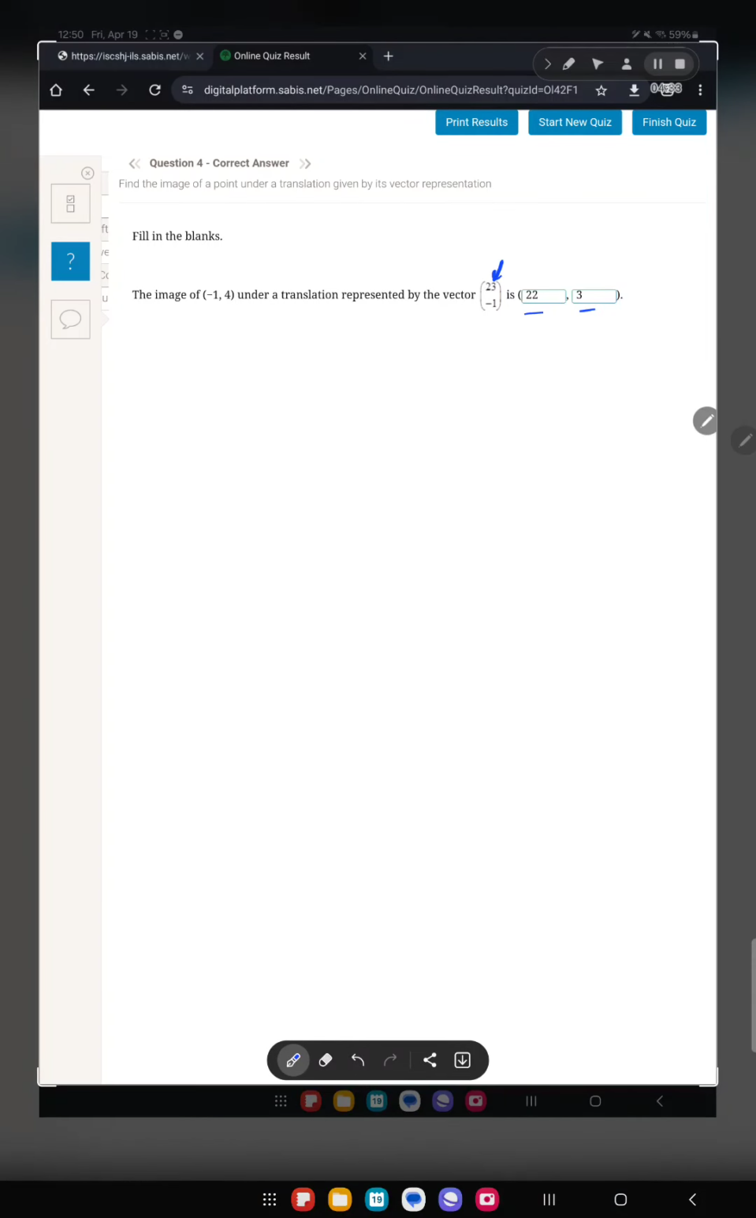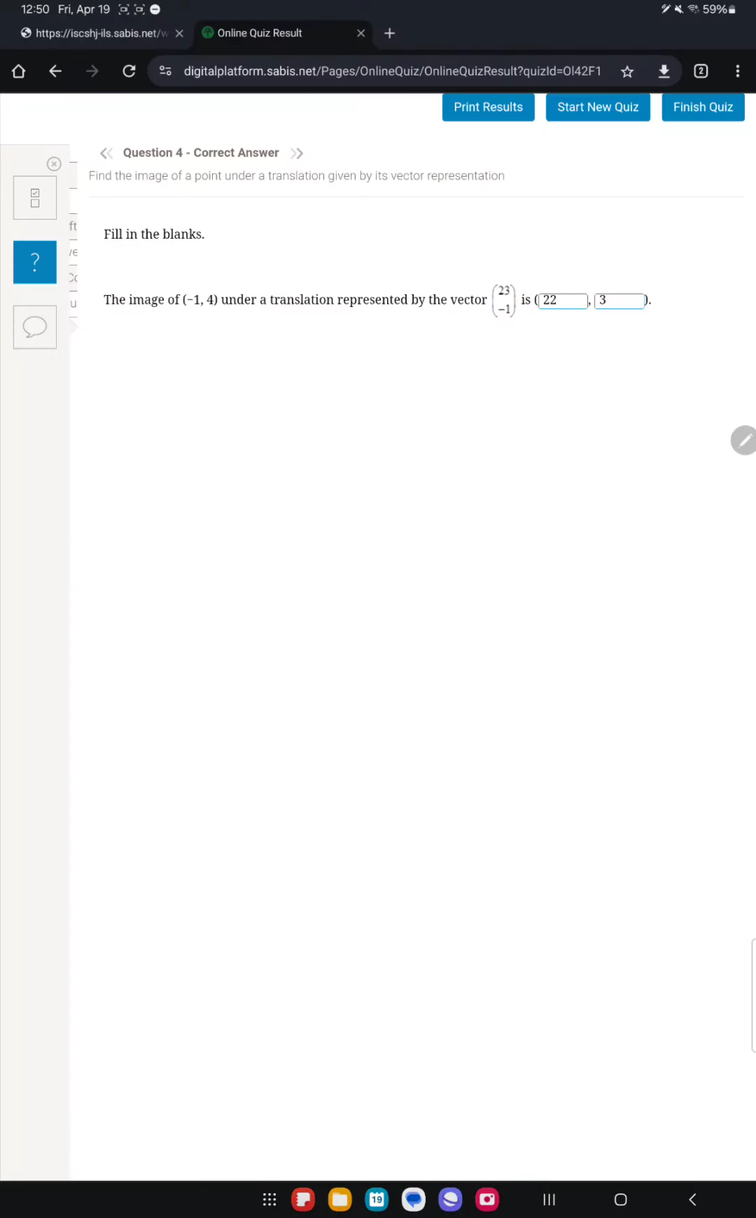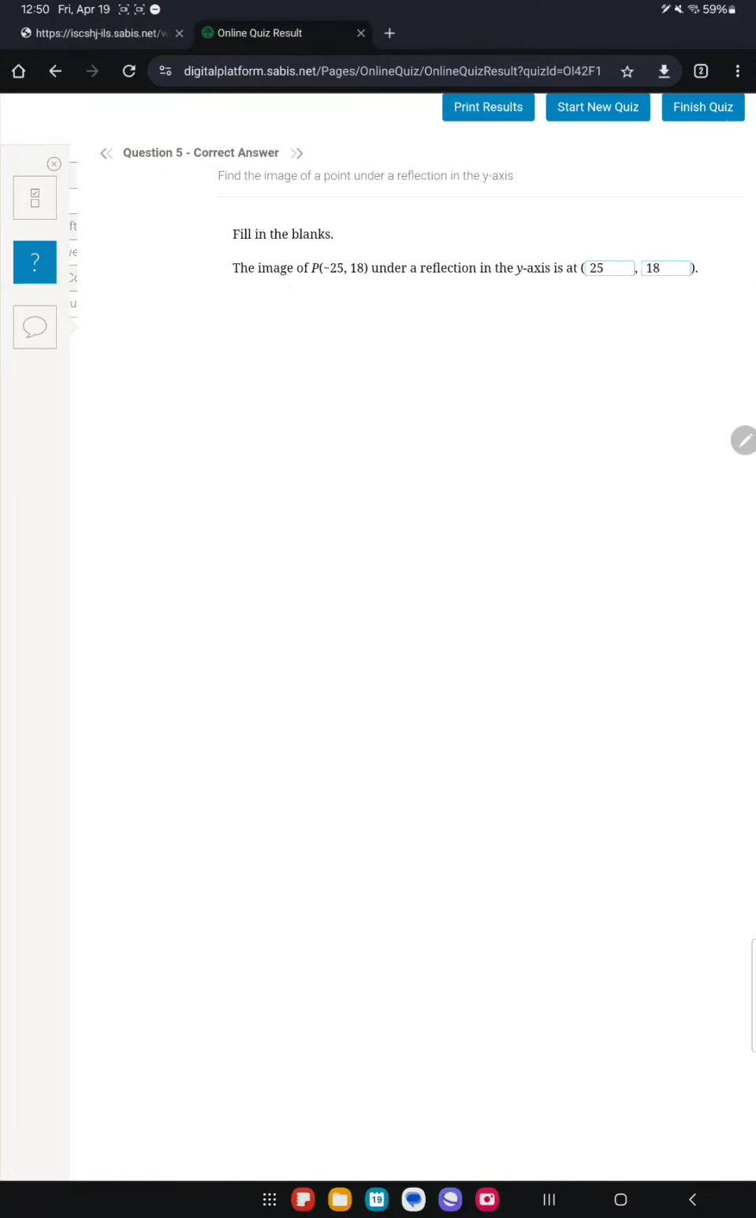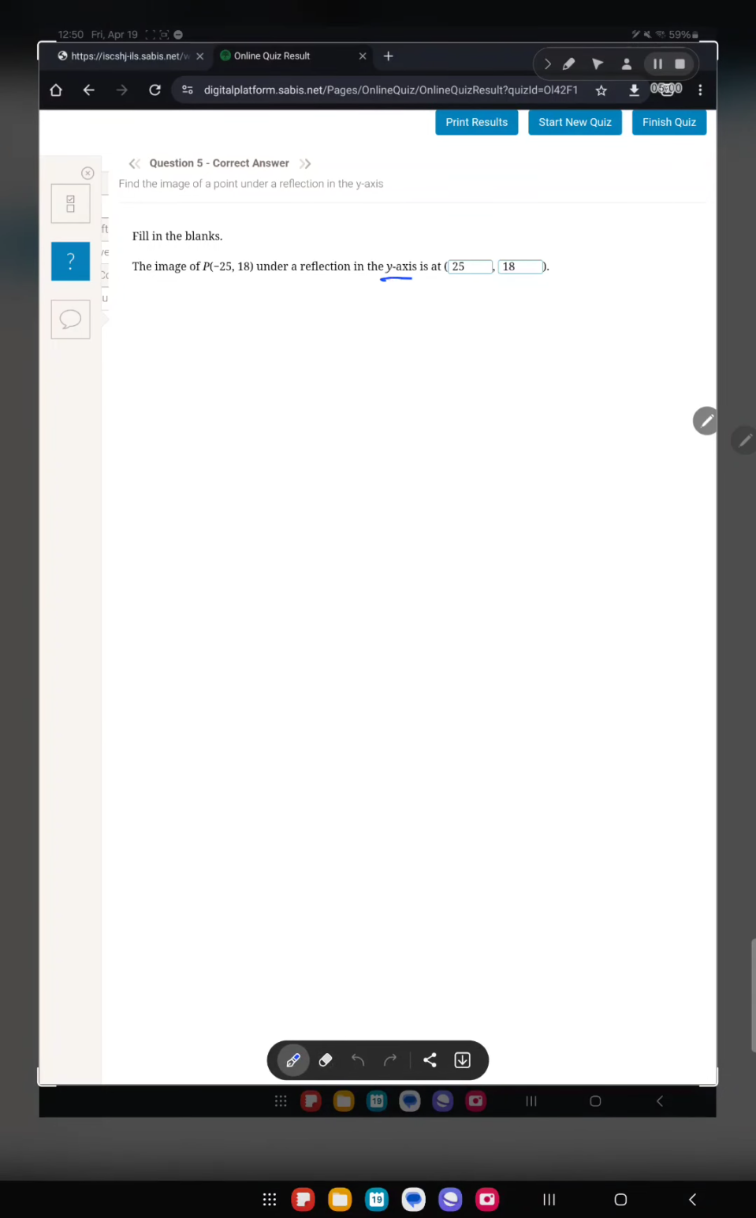The image of (minus 1, 4) under a translation represented by the vector (23, minus 1) is (22, 3). This is very easy. Just add (minus 1, 4) and (23, minus 1), so plus 23, plus minus 1. You get 22 and 3. Question 5. The image of P(minus 25, 18) under reflection in the y-axis. Very simple. Reflect in the y-axis means you only change the x-coordinate. So minus 25 becomes 25, and the rest stays the same.